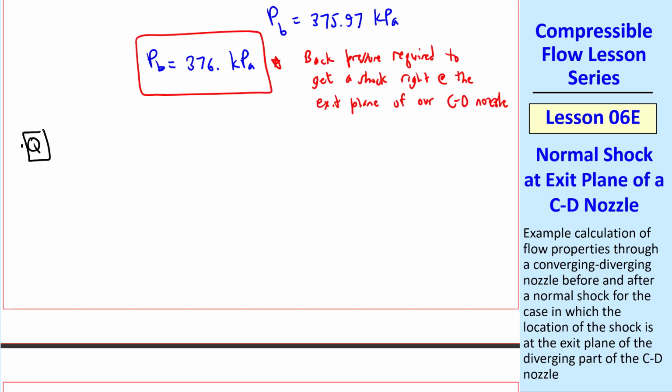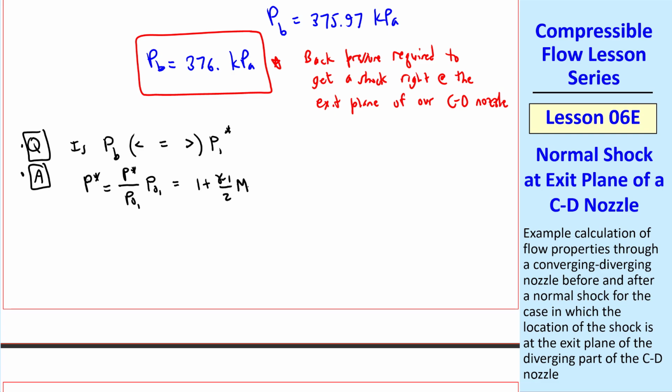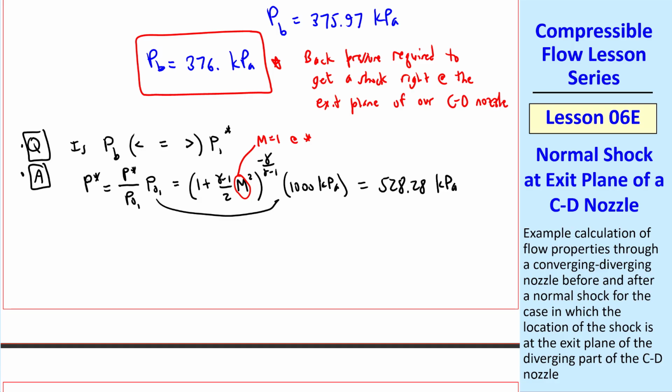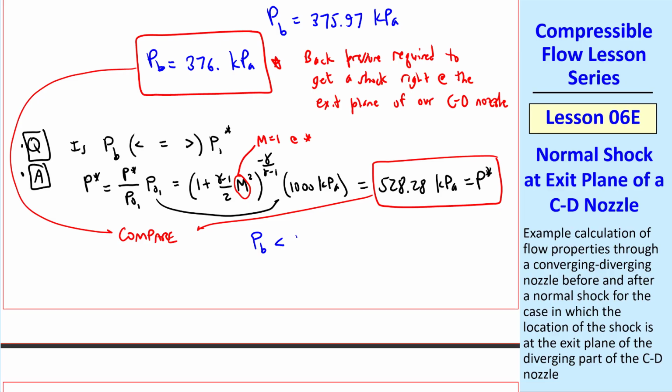Here's an interesting question. Is this value of PB less than, equal, or greater than P1 star, the sonic pressure upstream of the shock? Well, let's figure this out. Again, using ratios, P star is P star over P01 times P01, and we plug in our equation for P star over P01, where we use M as 1 at sonic conditions, times P01, which again is 1000 kPa, and this gives us 528.28 kPa. This is our value of P star. Comparing, we see that PB is less than P star, which is not immediately obvious.